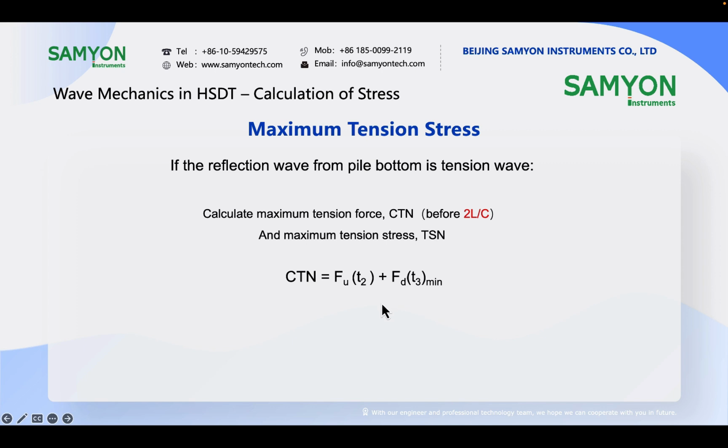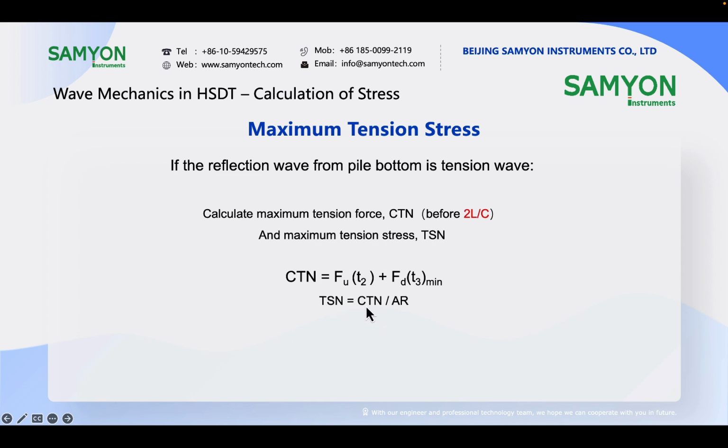Because if the pile bottom is very soft, then the force reaches the pile bottom and then will reflect as a tension force, Fu, going up. And the tension wave going up will meet the compression wave going down. So the minimum compression force plus the tension force going up will produce the maximum tension force, CTN. This is before 2L over C.